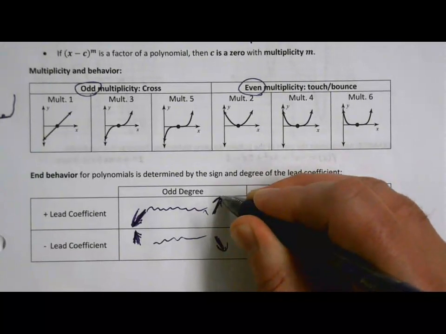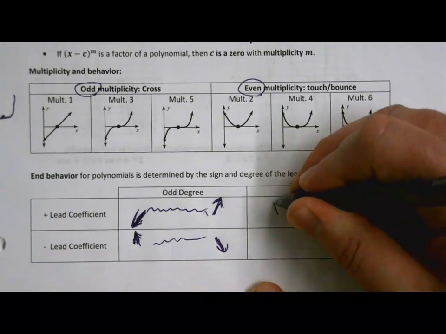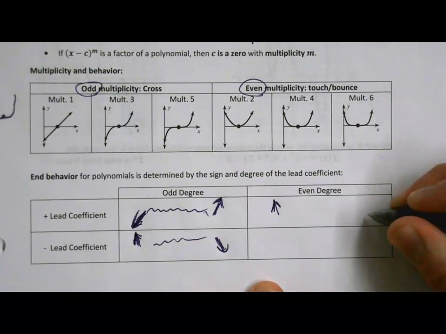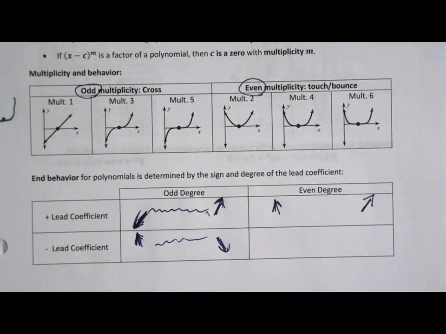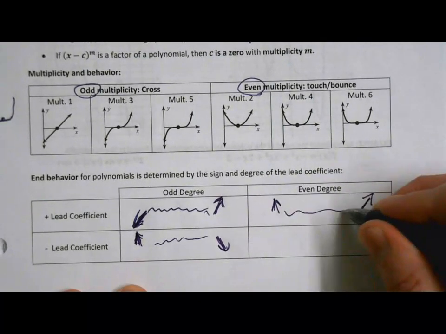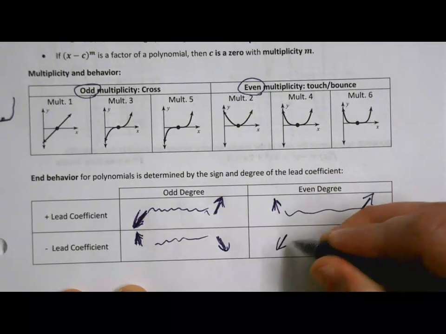Okay, and then with our even degree, if it's a positive lead coefficient, it's going to be going up on both sides. We change that coefficient to a negative, and it's going to be going down on both sides.